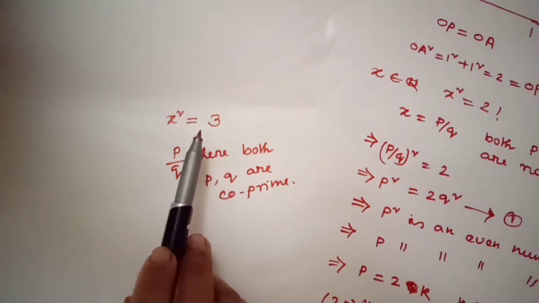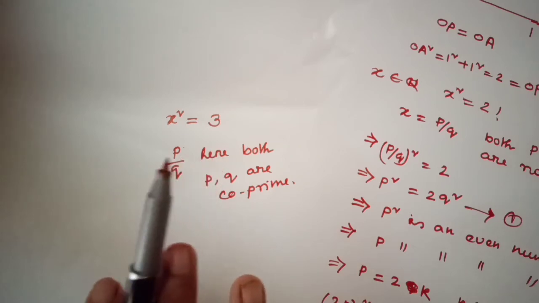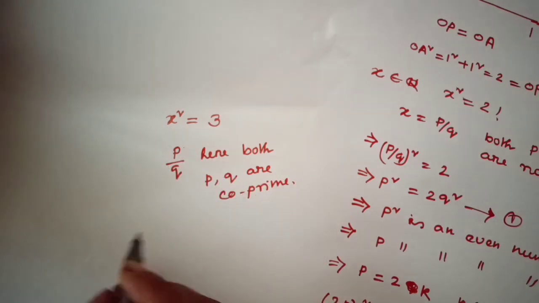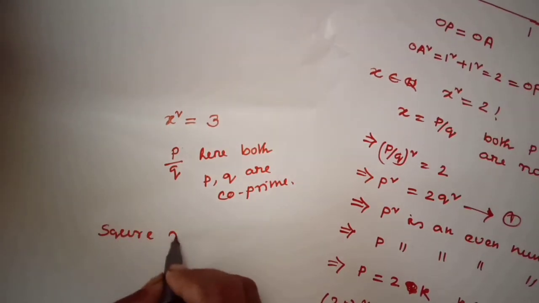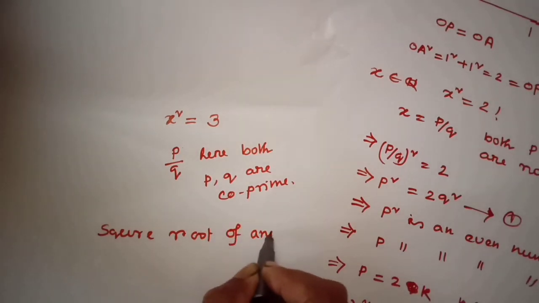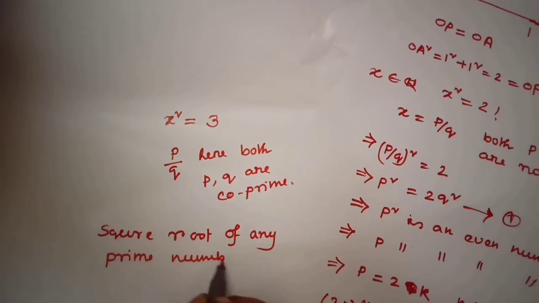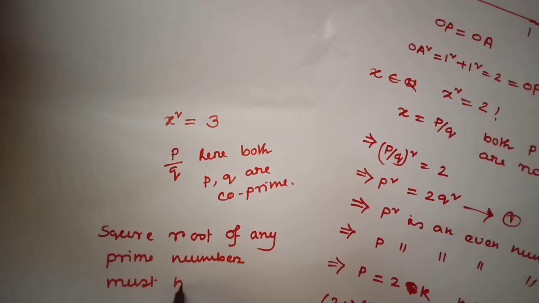So I conclude that the square root of any prime number must be an irrational number.